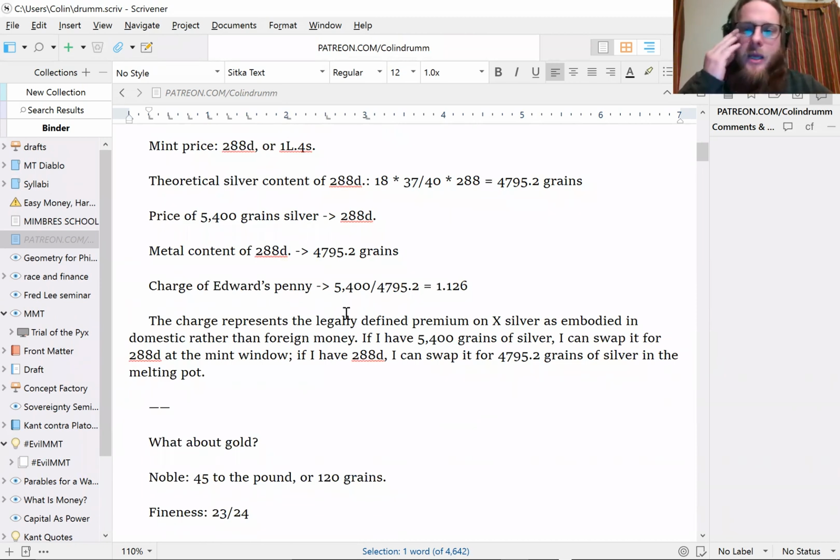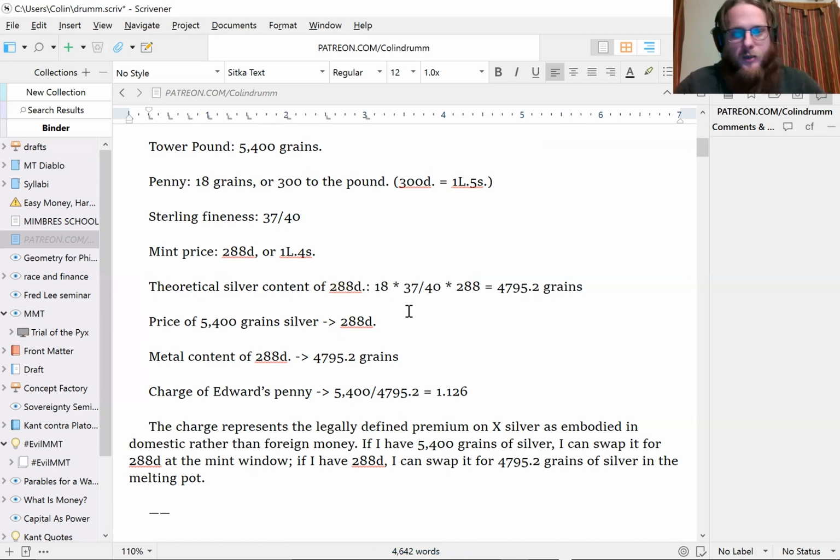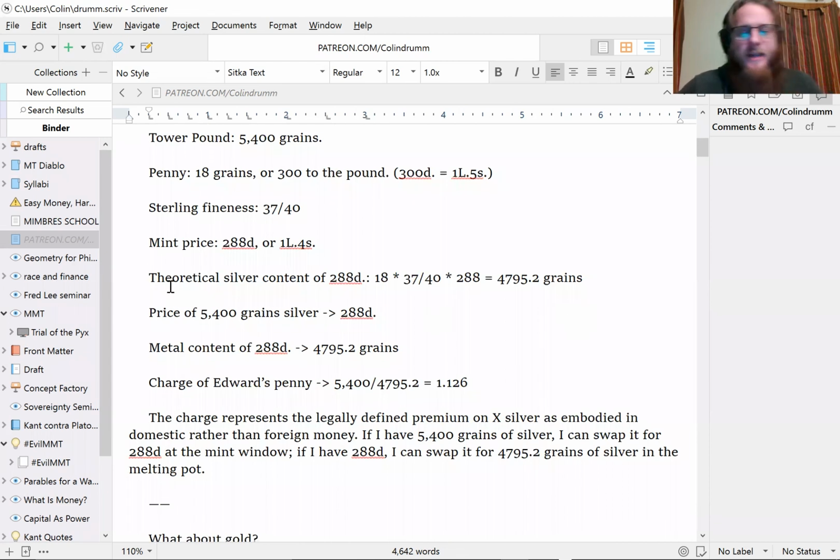So what does that mean? Well, we have a theoretical silver content of 288 pence. This is how much silver there should be in a payment of 288 pence according to the standard, and that's 18 grains per penny times sterling fineness, times 288, which is 4795.2 grains. So if you take 5,400 grains of silver to the mint, you would get 288 pence back. But if you then melted those pence, they would yield less silver, 4795.2 grains. This difference is the total amount of extra silver harvested by the mint as a price for making domestically valued legal money.